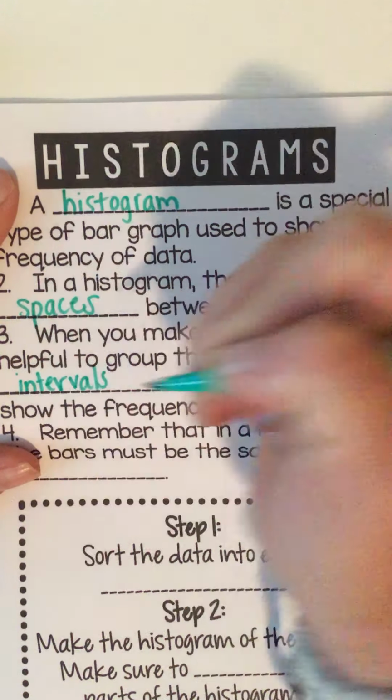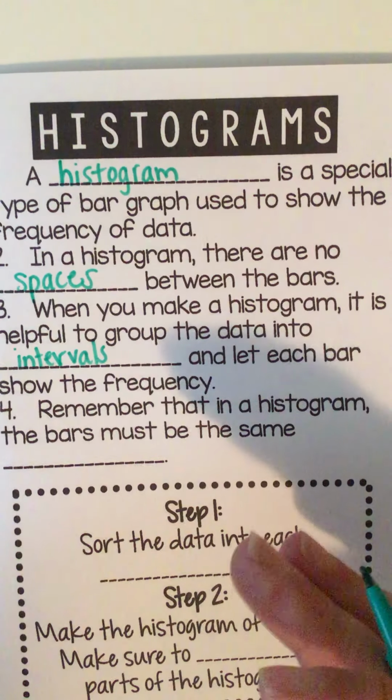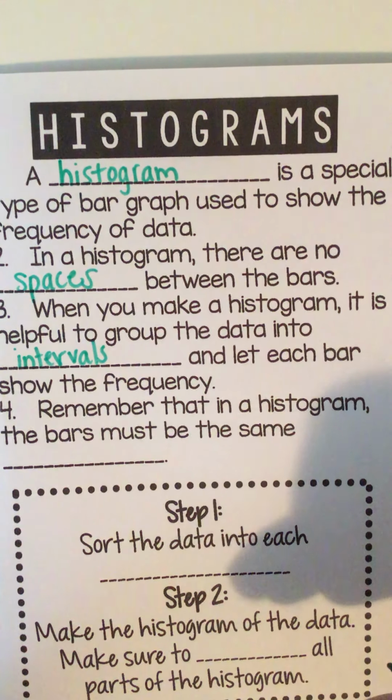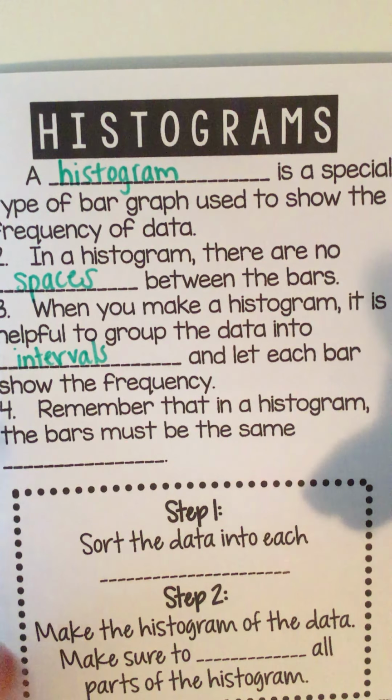Remember that in a histogram, the bars must be the same, so the range has to be the same. For example, 0 to 10, and then 11 to 20, and then 21 to 30, and 31 to 40, and so on. So the intervals were by 10. Okay? All right, so the two steps that you need when you are making a histogram.